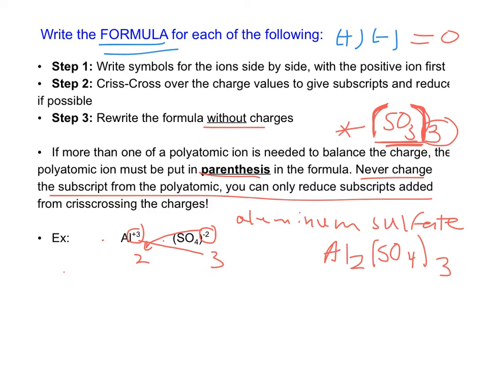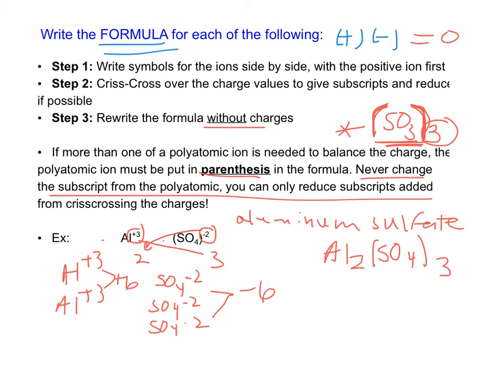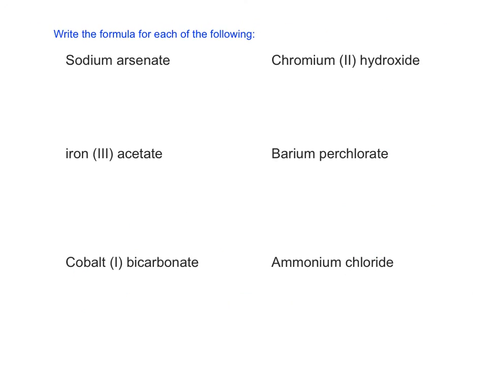And sometimes it helps just to physically draw these ions out. We're saying we literally need 2 aluminum ions and 3 sulfate ions. So -2 + -2 + -2 equals -6. +3 +3 is +6. And so our charges balance to 0. All ionic compounds are neutral. So let's do some formula writing practice.